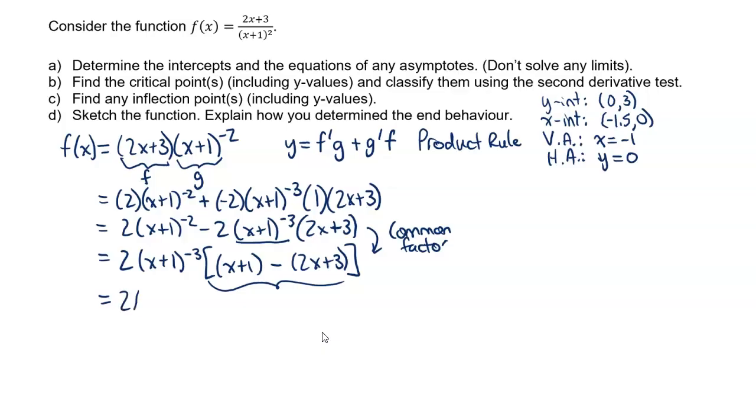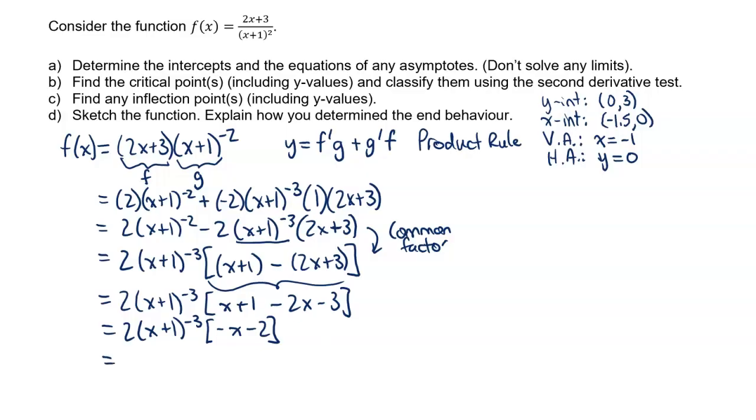So I'm going to write this as 2 times (x plus 1) to the -3. And in those brackets, now I get x plus 1 minus 2x minus 3. Again, at this level, you could probably skip this step, but I'm just trying to show each step so there's nothing lost on anyone here. So x minus 2x is -x, and then 1 minus 3 is minus 2. So now I'm going to common factor the negative out of the -x minus 2.